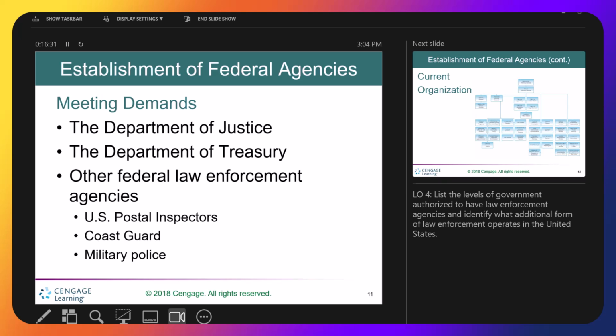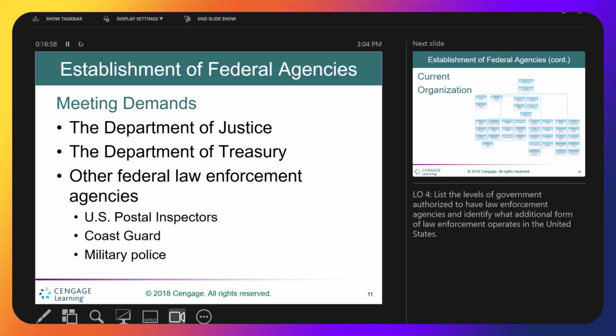So as we move forward to more modern day, we see the demands have to be met with the United States and how it's grown. And so what happened is on the federal level, we started having departments. So make sure you understand, on the federal level, you have departments, and under the departments, you have agencies. So you look at, here's some of the major departments right here. Department of Justice, Department of Treasury.